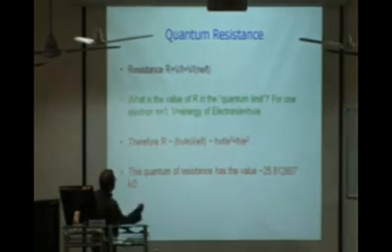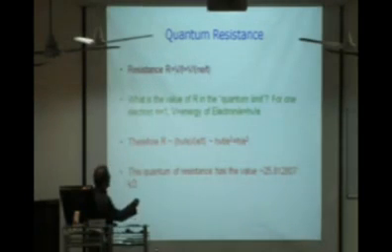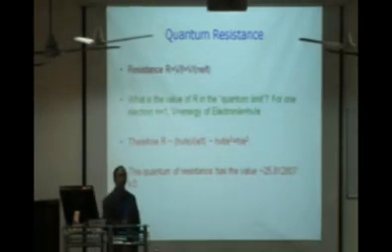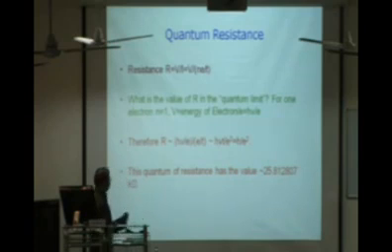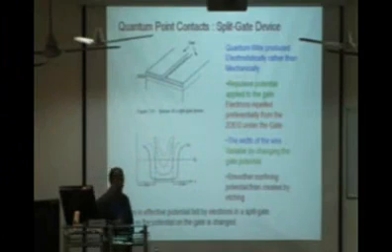So I can write V as h nu by e, and we can define the quantum resistance something like this. As you know, this is the so-called quantum of resistance, which was first observed by von Klitzing in his experiment. This is called the von Klitzing constant. The quantum resistance has a value of about 25.812807 kilo ohm, and this can be easily achieved in an experiment, which is not very difficult to do.